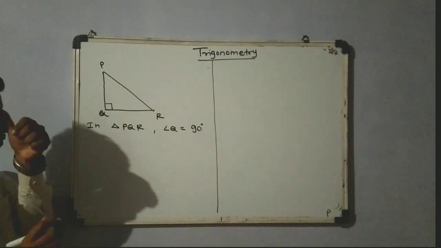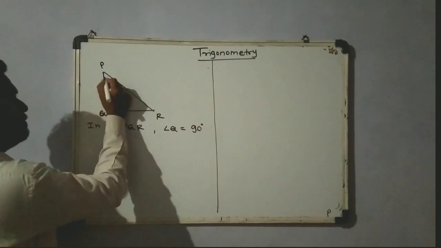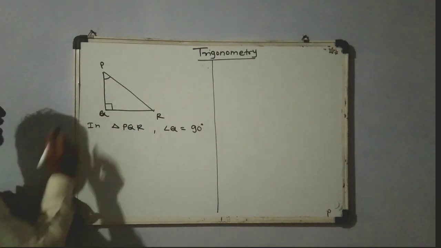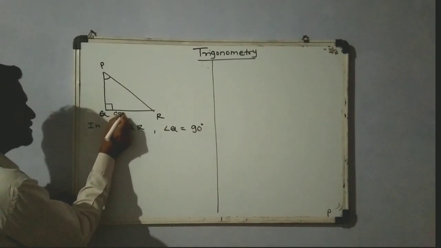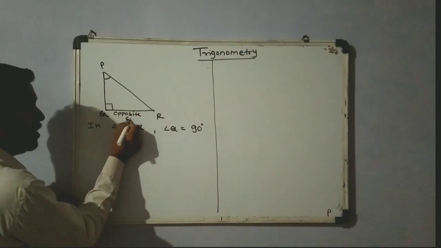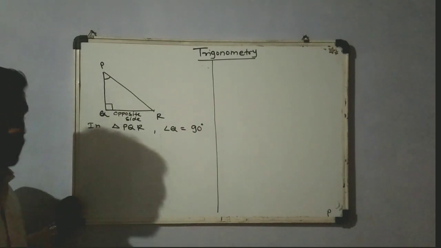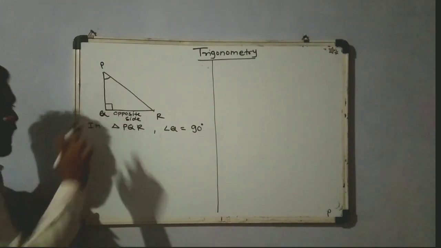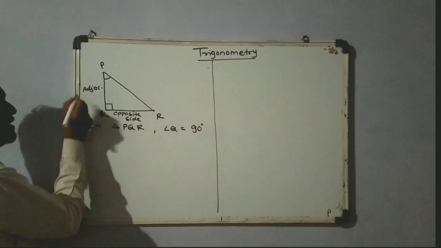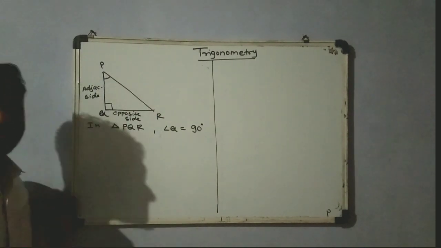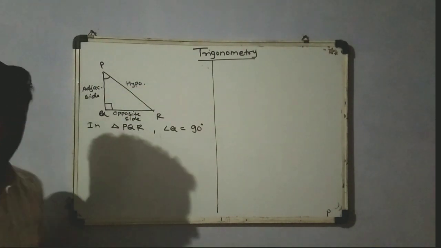So see, if I choose one of the angles from P and R, if I choose angle P, okay, angle P. So see, angle P, its opposite side is what? QR. So QR is its opposite side. It is the opposite side of which angle? Angle P. If you choose angle R, its opposite side becomes PQ. Keep in mind this. And if you choose angle P, then PQ is nothing but the adjacent side. And we know the side opposite the 90 degree angle is the hypotenuse. So it is your hypotenuse.